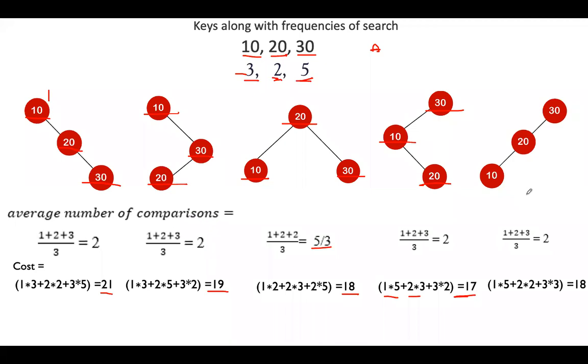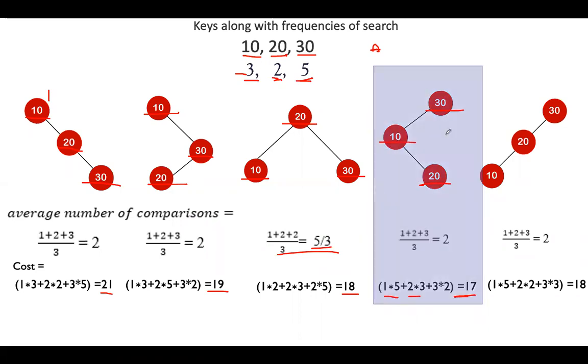Similarly, for this tree, cost will be 18. So now what can you say, which tree is better among these two trees? Here average number of comparison was less in this case. Okay, it was 1 point something, but when we talk about frequency of search, the cost you can see is less in this tree. Okay, in this particular tree, cost is very less.